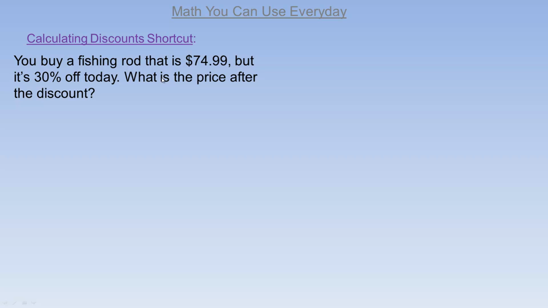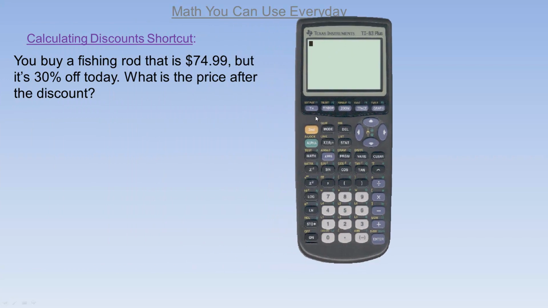So let's say you're buying a fishing rod that's $74.99, but it's 30% off today. So the question is, what is the price after the discount? If I want to know what 30% is as a decimal, I take 30 and divide it by 100. Remember, percent means out of 100. So it's 0.3 or 0.30.